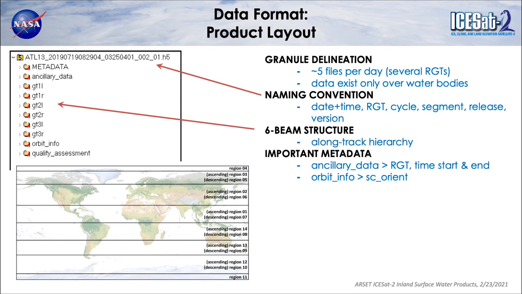The 6-beam structure for each ground track follows in an along-track hierarchy. Important metadata include the ancillary data, the reference ground tracks start and end, and orbit information and spacecraft orientation. Down here on the left is a table of the segments. The globe is divided into segments or regions according to ascending or descending orbit and latitude.